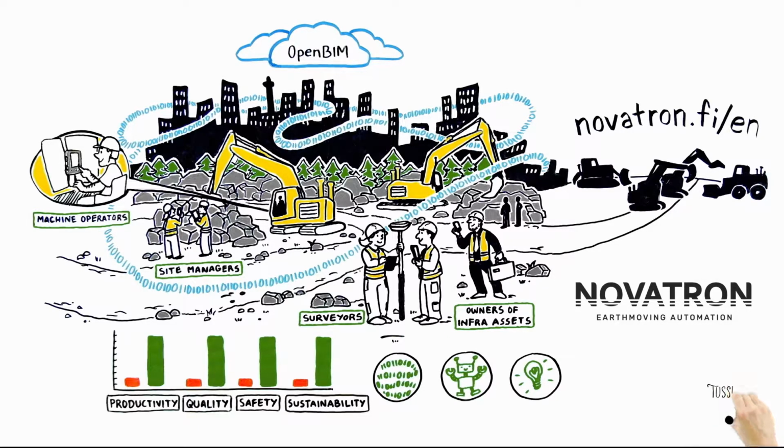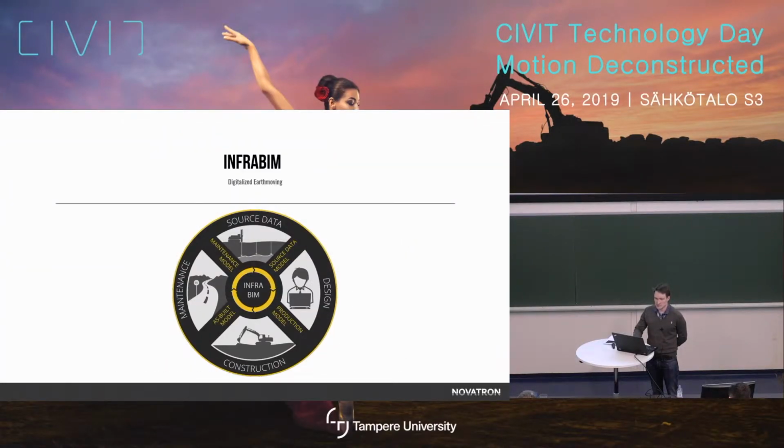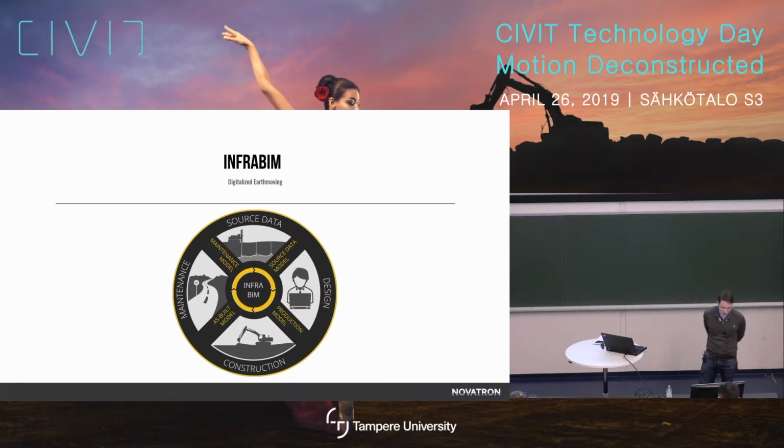Okay, so about digitalization. What it basically all comes down to in the earth-moving industry is BIM models, so Building Information Models. Basically, it means the life cycle management for the built environments.